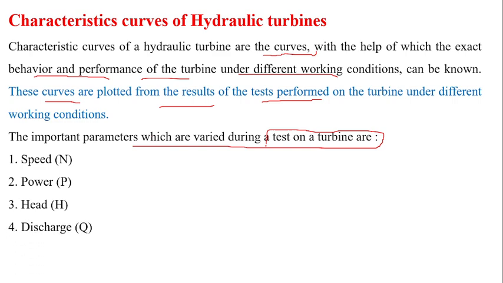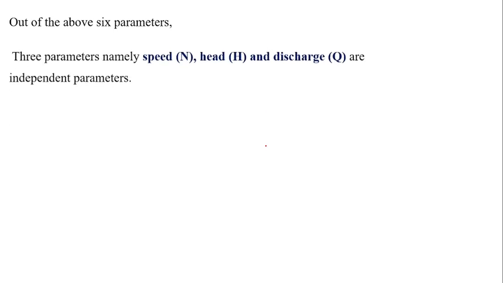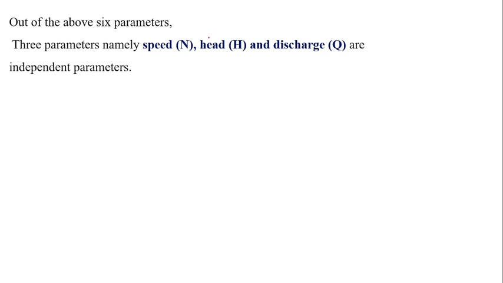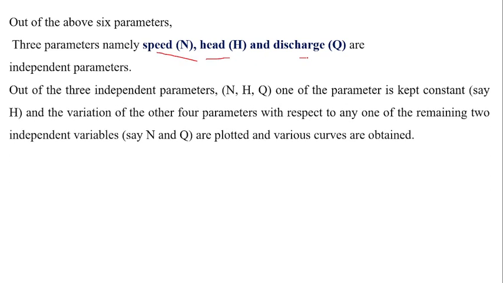Head means level of the water. Fourth one discharge. Fifth one overall efficiency. Sixth one gate opening, which means how much water we are discharging by lifting the gate. Out of 6 parameters, we can see that speed, head and discharge are the 3 independent parameters.